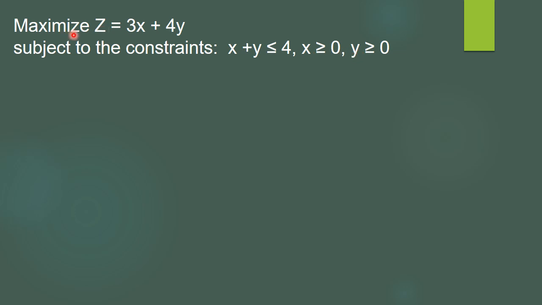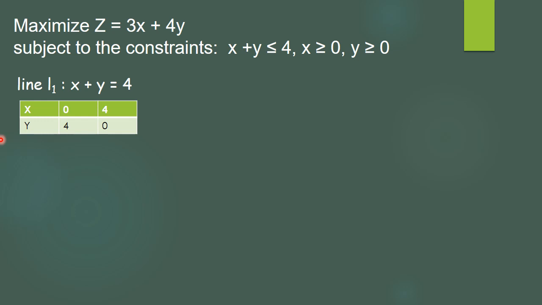Here they have asked to maximize z. So this is our function, but only one constraint is given, that x plus y should be less than or equal to 4. For that, first we'll make it a linear equation, that is, x plus y is equal to 4. Now to plot this line, we have to get two points. First we'll let x be 0, we will get y is 4. And if I take y as 0, we will get x is equal to 4.